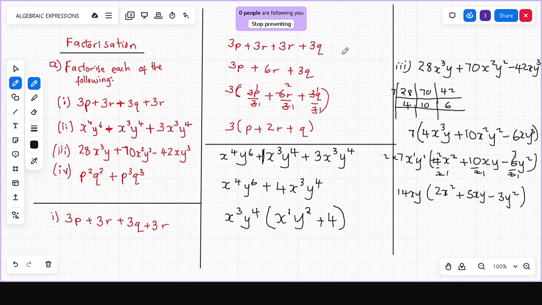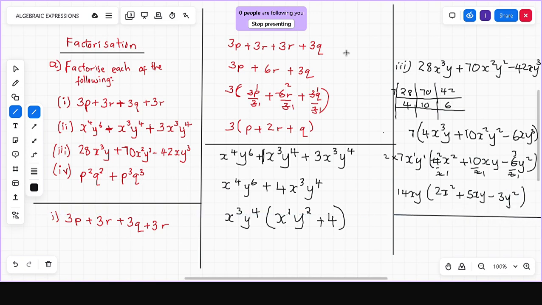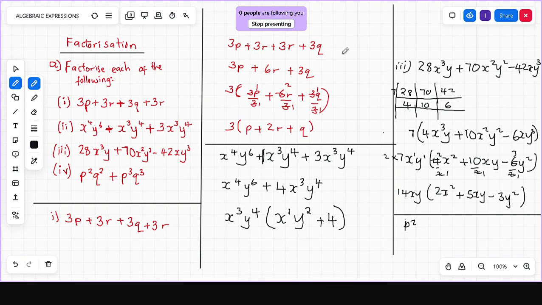Now the next example, p squared q squared plus p cubed q cubed. So the common factor, the least power of p, this is p squared, this is p cubed, so p squared is the least power. Q squared, q cubed, so q squared is the least power, into bracket.